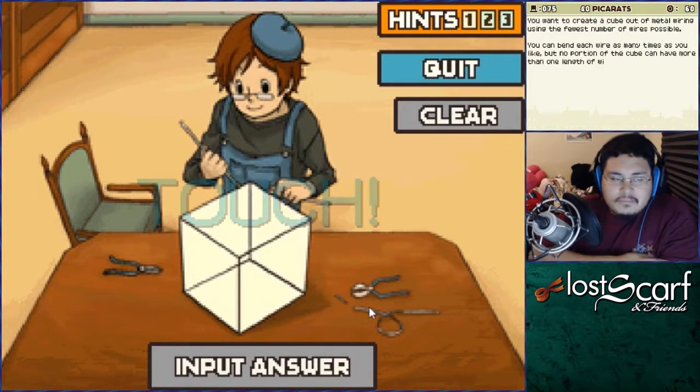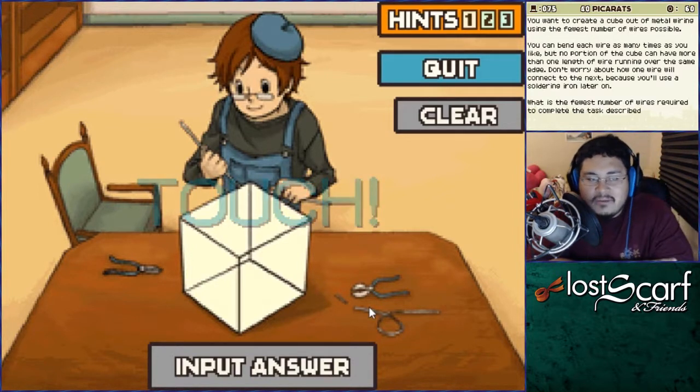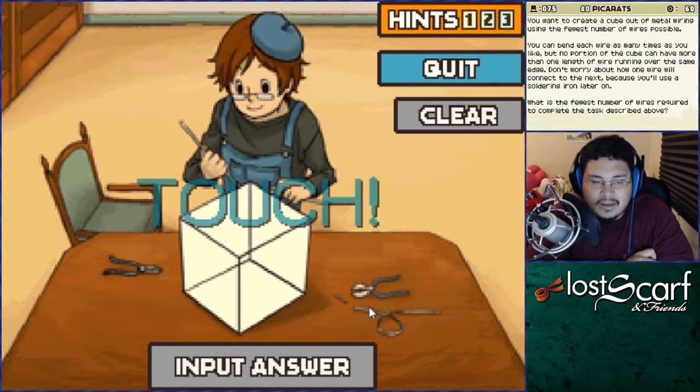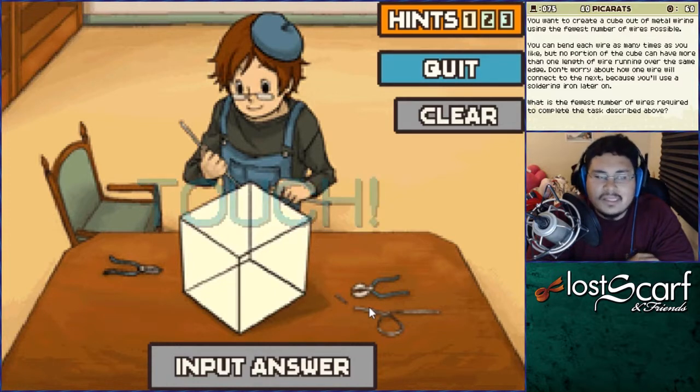Wire cube. You want to create a cube out of metal wiring and using the fewest number of wires possible. You can bend each wire as many times as you like, but no portion of the cube can have more than one length of wire running over the same edge. Don't worry about how one wire will connect to the next, because you'll use a soldering iron later on. What is the fewest number of wires required to complete the task described above? I don't even know what the hell I just read.